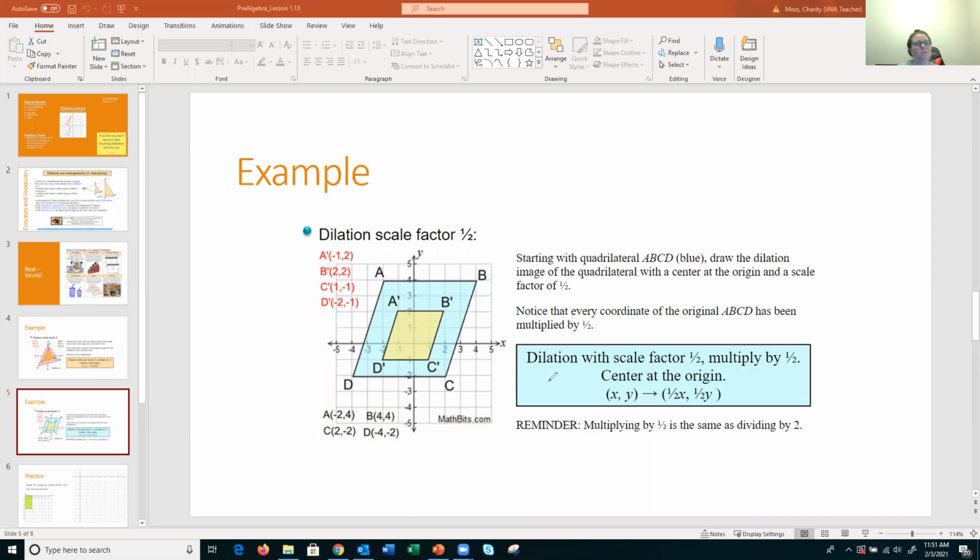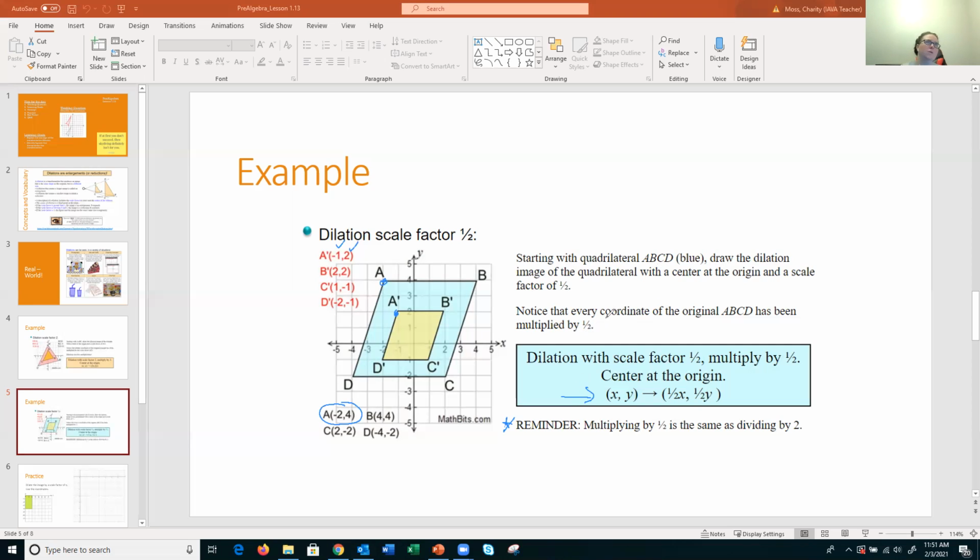Just like the other one, all we're doing is taking our original coordinates. Instead of multiplying by 2, we're multiplying by 1/2. And here's a cool thing to remember: if you're multiplying by 1/2, it's the same as dividing by 2. So if we just divide all of these by 2, negative 2 divided by 2 is negative 1. 4 divided by 2 is 2. So this coordinate, negative 2, 4, is now going to be negative 1, 2. So when you are looking for the new points or the coordinates of the image from the pre-image, just apply your rule. Whatever that rule is, just apply it.